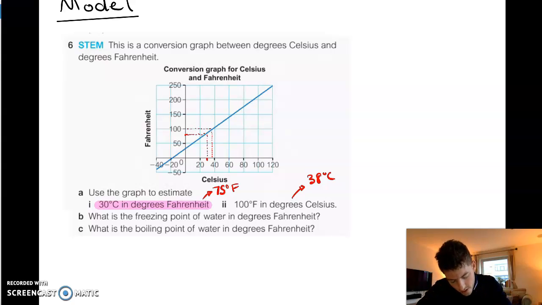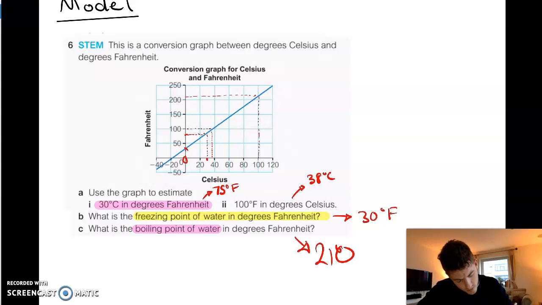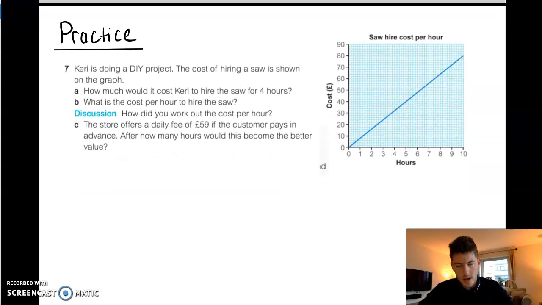What's the freezing point of water? Well, water, we all know, freezes at 0 degrees. So here, in Fahrenheit, that's going to be at roughly 30 degrees Fahrenheit. What's the boiling water? Well, water boils at 100 degrees. Here, go along our graph, roughly 210 degrees Fahrenheit.